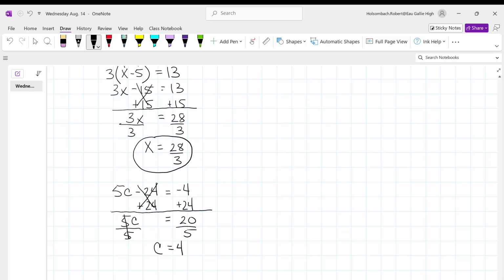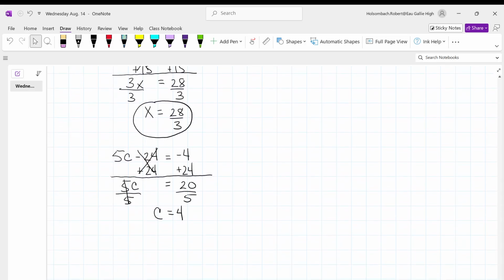Now, let's try to get in the habit of this for the rest of this week. When we get our solution, let's go back to the original equation and rewrite it and substitute our solution for the variable. So we're going to take 5 times 4 minus 24, and we're going to see if it's equal to negative 4. So 5 times 4 is 20, minus 24, we get negative 4 equals negative 4. That means our solution is correct.